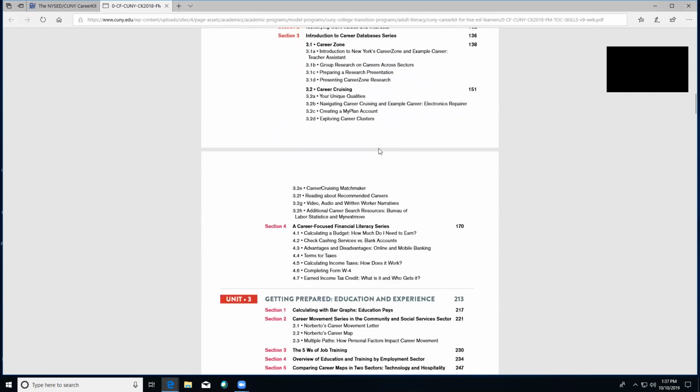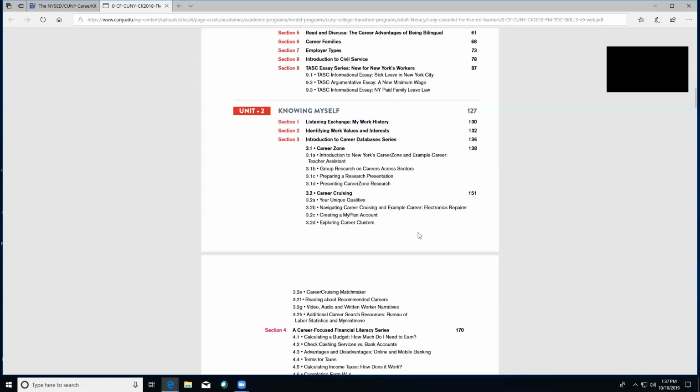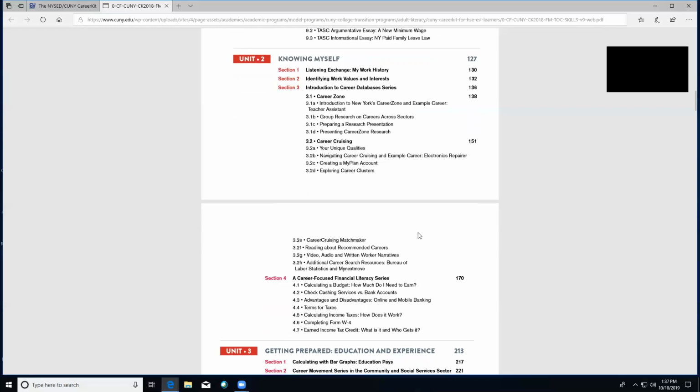In this unit, we also have a financial literacy series where we talk about things like what's the difference between a check cashing service and a bank account, working with a budget, if I'm applying for a job and I know the salary or the wages, how do I figure out how much I need to earn to cover my personal expenses and things like that. So again, Unit 2 is really self-reflecting on their own interests and their own needs.